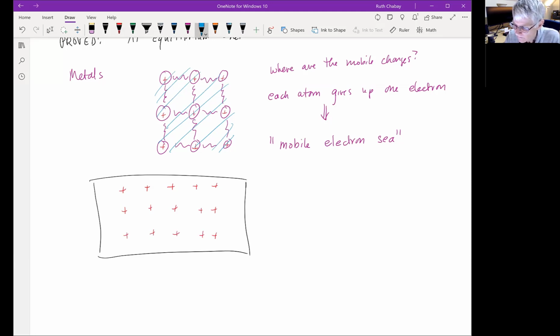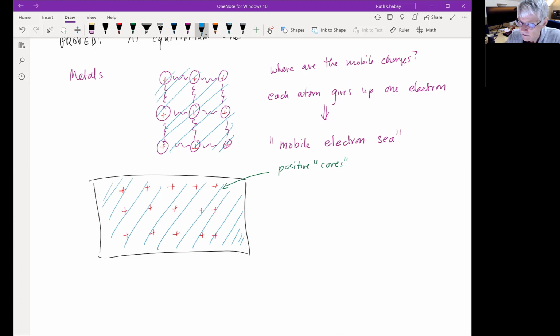So these are positive, let me call this some other color, green. Positive cores, they're atoms that have lost one electron, basically. And then we have here our sea of many mobile electrons that can travel throughout the whole thing. So this is the mobile electron sea.